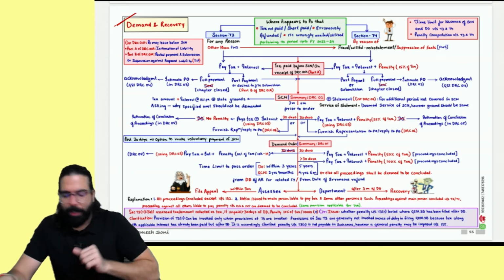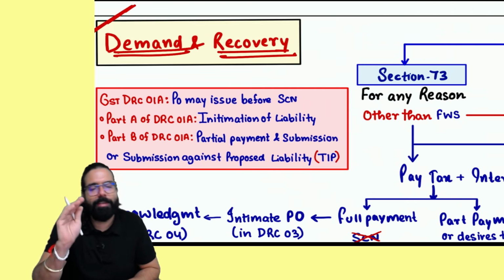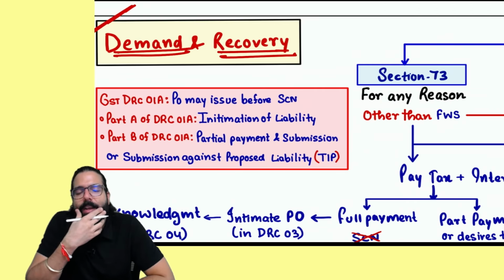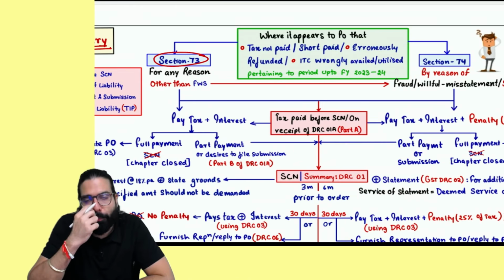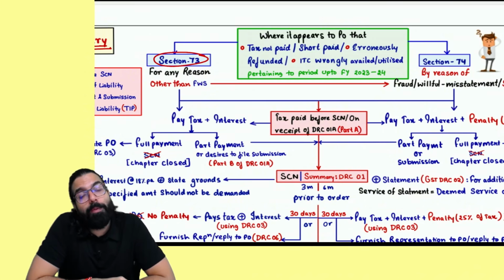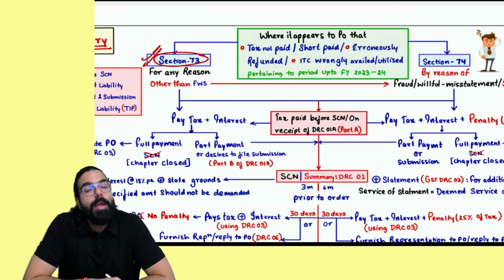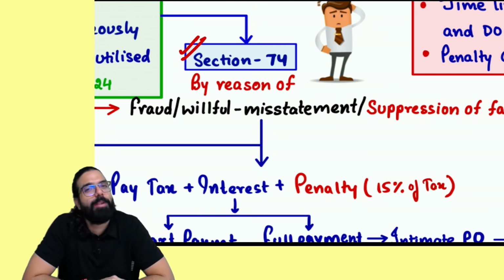Okay, done. Let's go ahead and now do the next amendment, which is in the demand and recovery chapter. Everyone listen to me very carefully. In the demand and recovery chapter, we had section number 73, which we used to talk about fraud, willful misstatement and suppression of fact. Other than fraud, willful misstatement and suppression of fact, the demand order will be given under section number 73. In case of fraud, willful misstatement and suppression, the demand order will be given under section number 74.